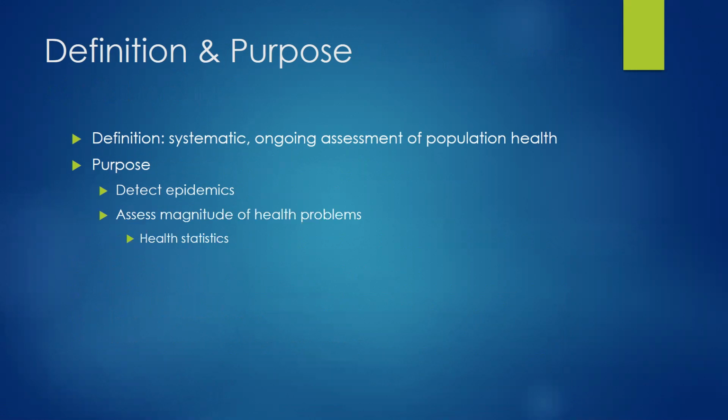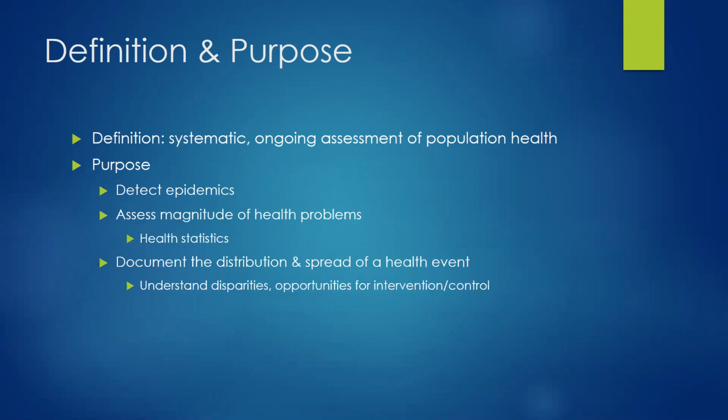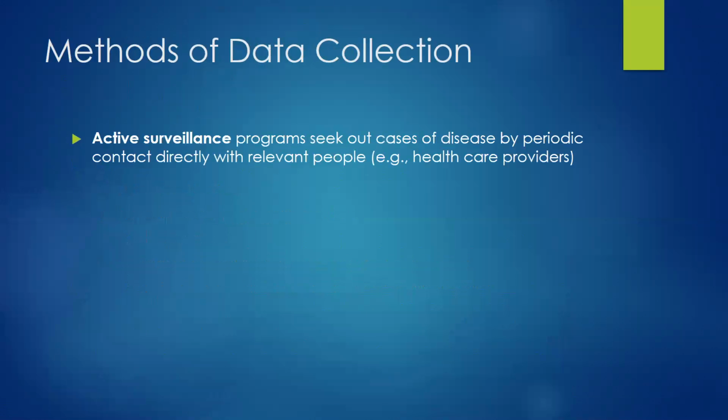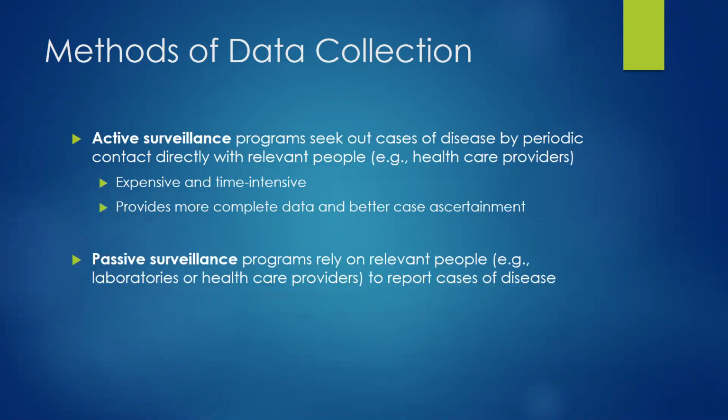One is to detect epidemics, another is to measure the magnitude of health problems, so essentially collect health statistics for a population. We could also document the distribution and spread of a disease or a health event, which might give us information on how to control it. So there are two types of surveillance, active and passive.